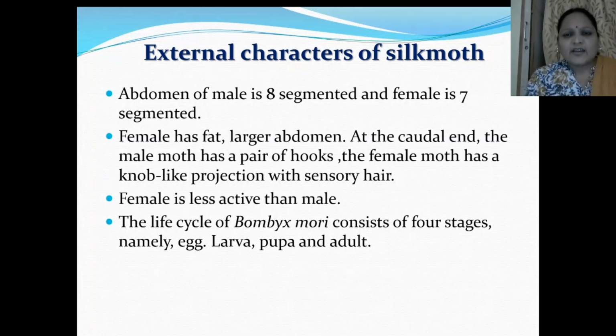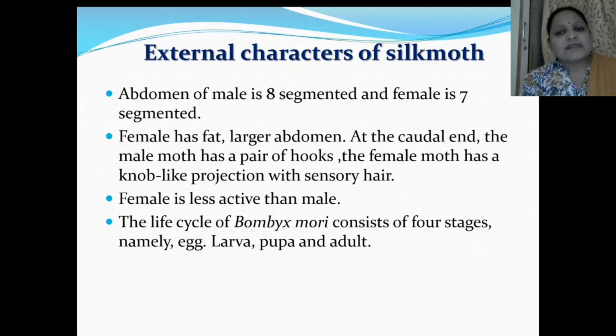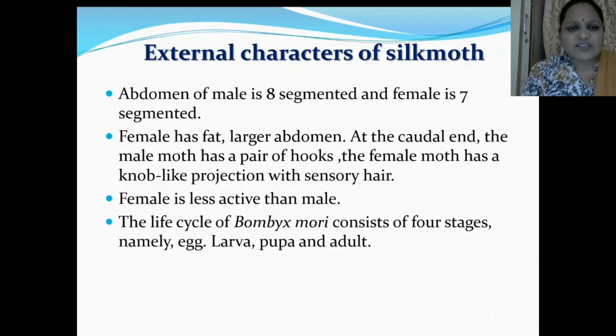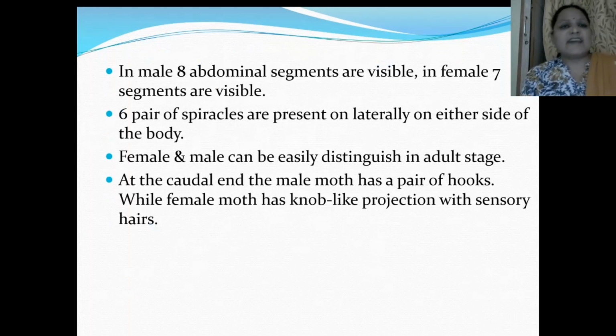The caudal end of the male moth shows a pair of hooks, whereas in the female moth, a knob-like projection with sensory hair is clearly visible. Females, as they have fat bodies, are less active as compared to the male moth. The life cycle of Bombyx mori, or silkworm, is completed through 4 stages, namely egg, larva, pupa and adult.